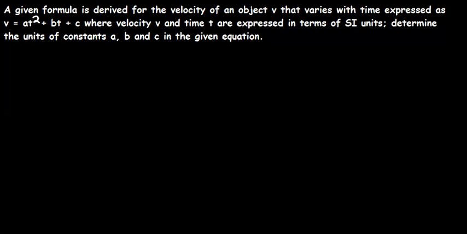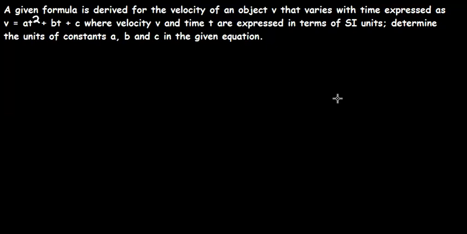Let's assume we are given this kind of problem: a given formula is derived from the velocity of an object V, which varies with time, expressed as V equals AT to the power of 2 plus BT plus C, where velocity V and time T are expressed in SI units. We are asked to determine the unit of the constants A, B, and C in the given equation. So how can we solve this problem?